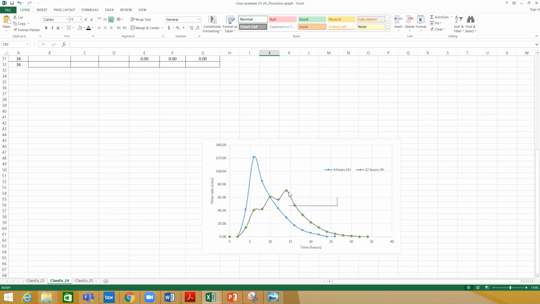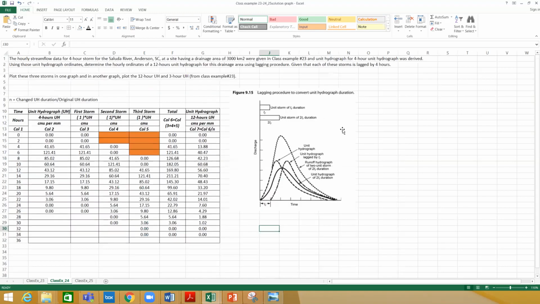Okay, so the peak runoff for that 12 hours is kind of in between 70 cubic meters per second or something like that. So that is the class example 24. We will start the class example 25 after that.